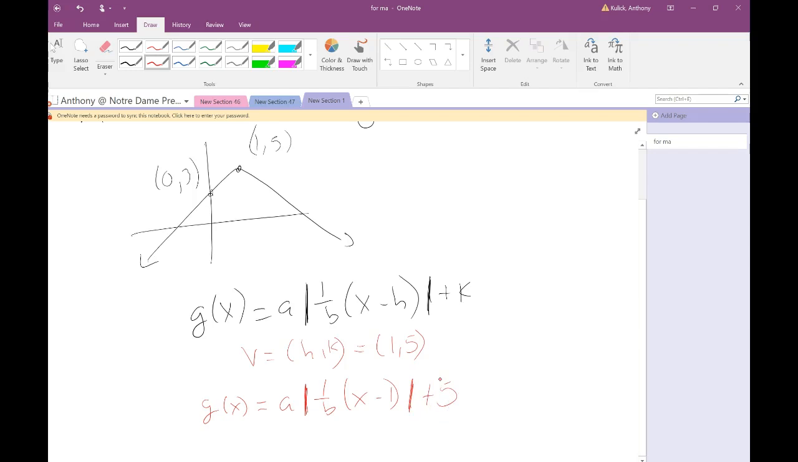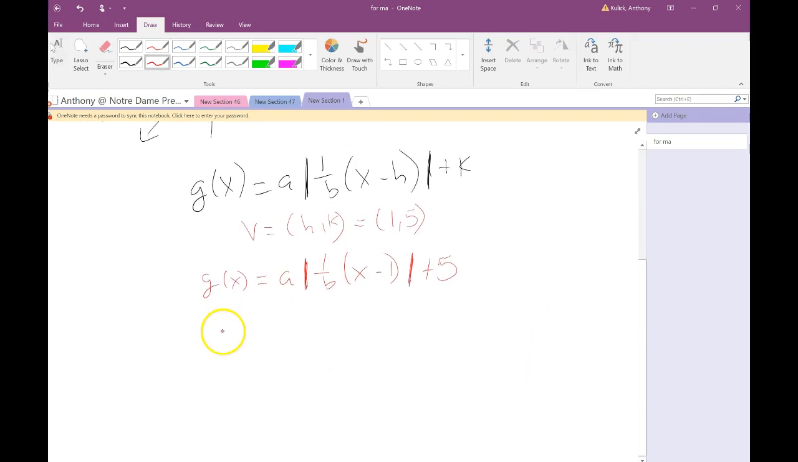Everybody okay there? All right. What remains now is to determine my A and B. If you remember, though, when we do something like this, we're always going to either assume that A equals 1.